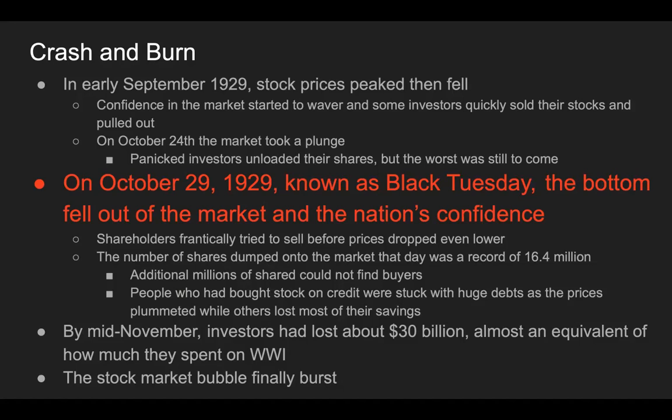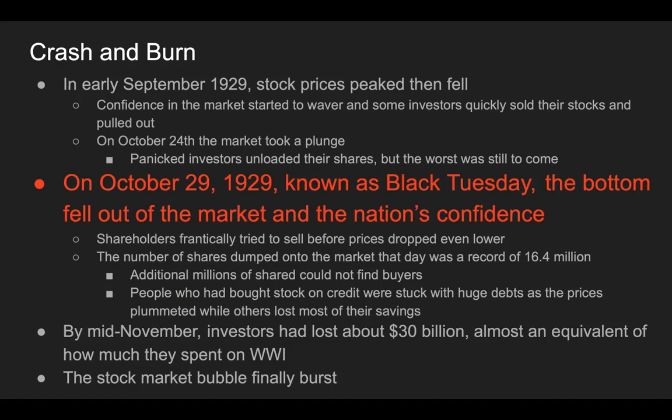So in early September 1929, stock prices peaked, then fell. Confidence in the market started to waver, and some investors quickly sold their stocks and pulled out. On October 24th, the market took a huge plunge. Panic investors unloaded their shares, but the worst was still to come. On October 29th, 1929, test question, it's known as Black Tuesday. The bottom fell out of the market and the nation's confidence. The stock market crashed. Plain and simple. I know it doesn't say that, but look at the title.